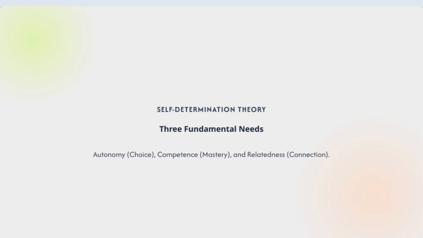Let's take a closer look at the 3 fundamental needs identified by self-determination theory: autonomy, competence, and relatedness. First, autonomy, or the need for choice, reflects our desire to feel in control of our actions and decisions. It's about having the freedom to choose what we do, which boosts motivation and engagement.